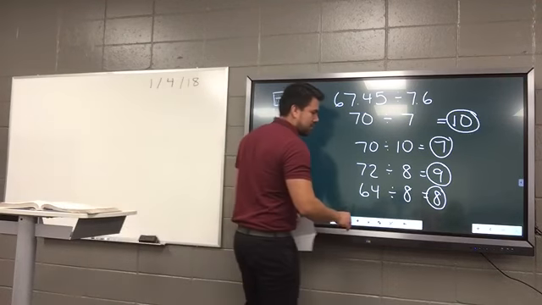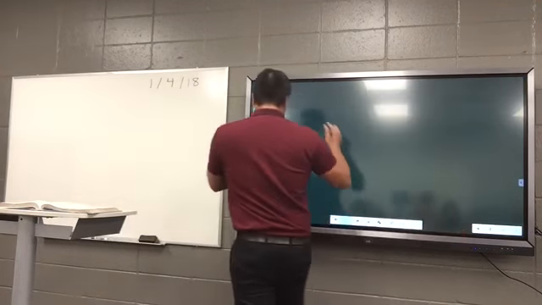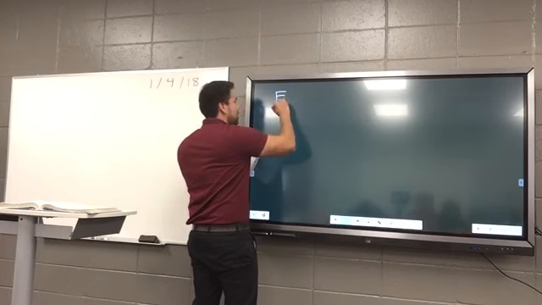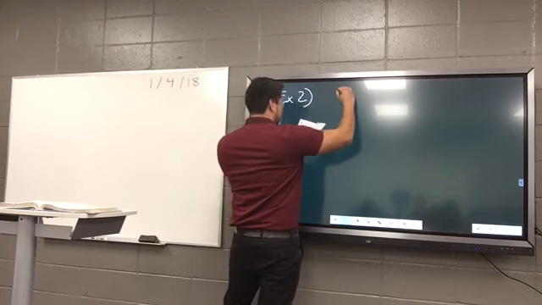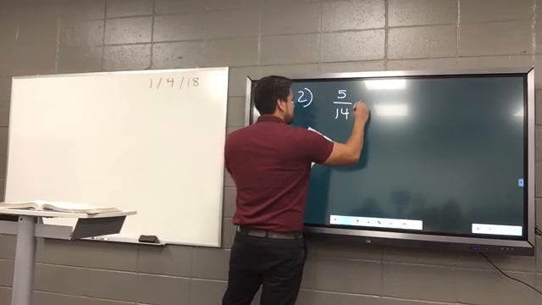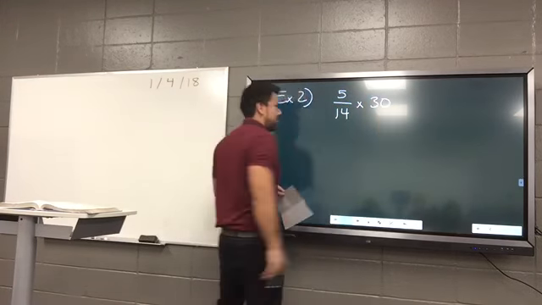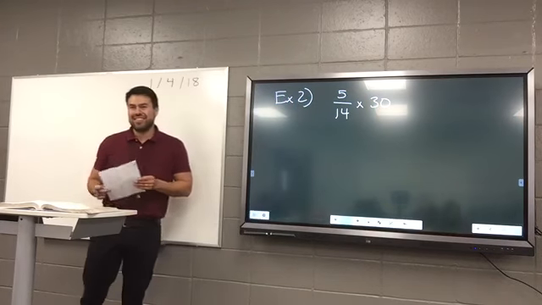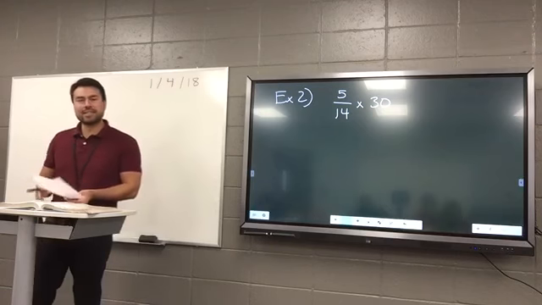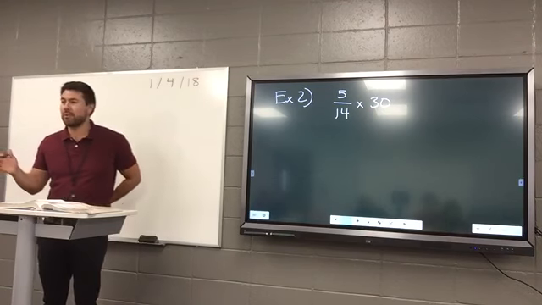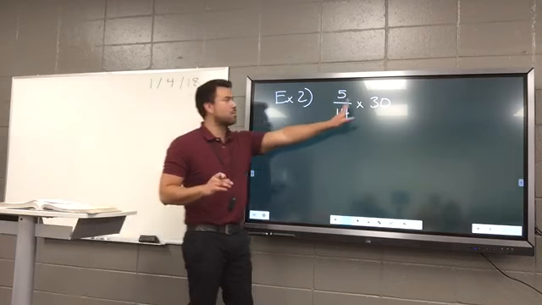Example 2. This time you have a fraction. Example 2 is 5/14 times 30. Ugh. Okay. 5/14 is really close to a number that is very compatible to 30.